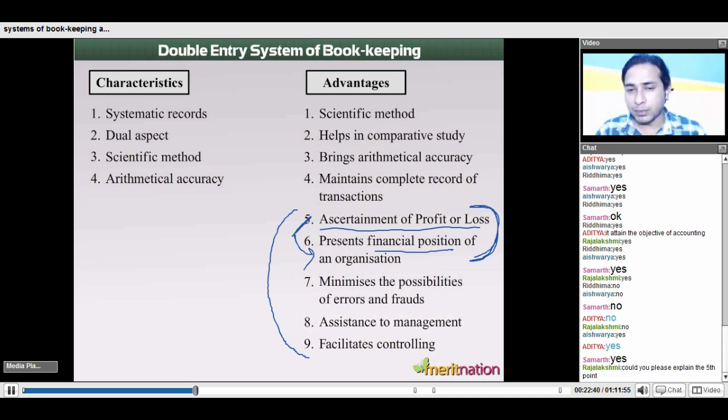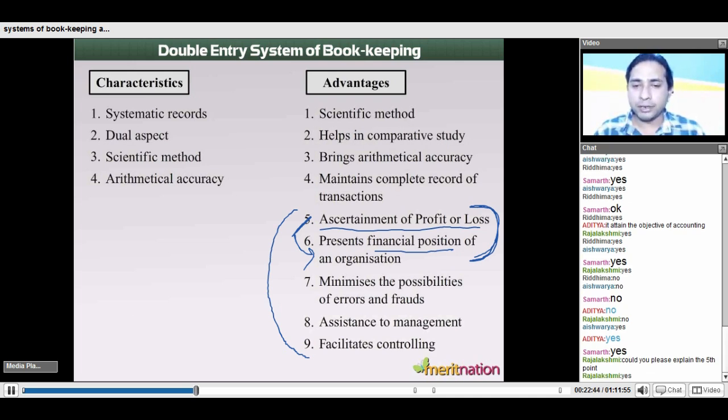Which one? Rajlakshmi, the fifth one? Look, it is pretty easy. When you are maintaining the complete records, as we just saw in that statement, where the goods were sold for cash of rupees 2000, what is happening there? We have sale and we have cash. When we are recording both the aspects in both the accounts, we are recording in a complete manner.